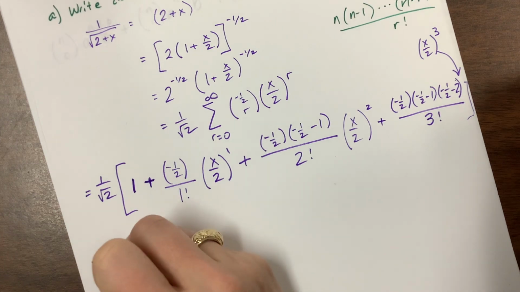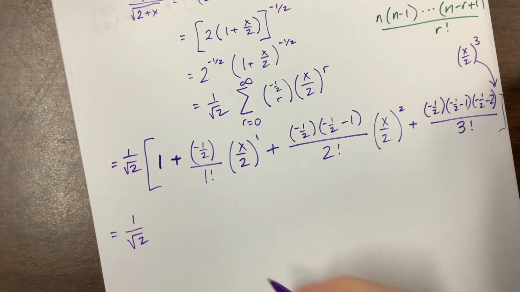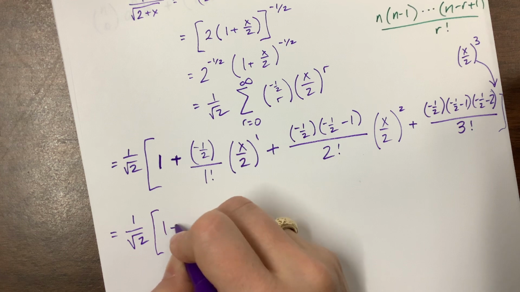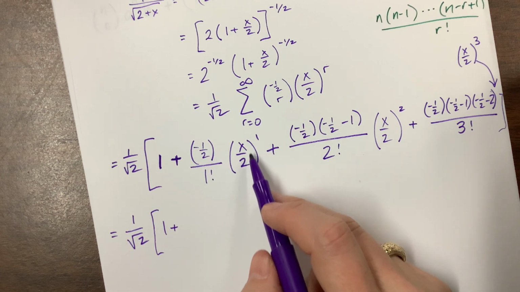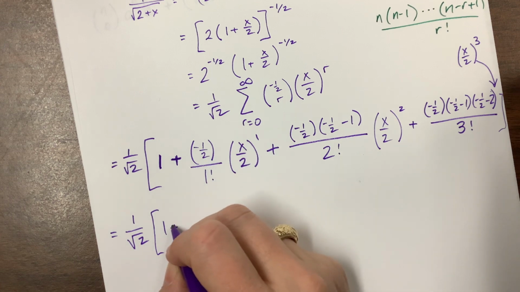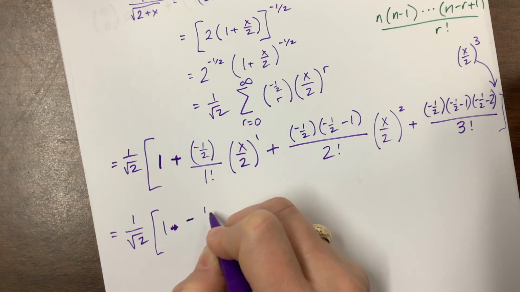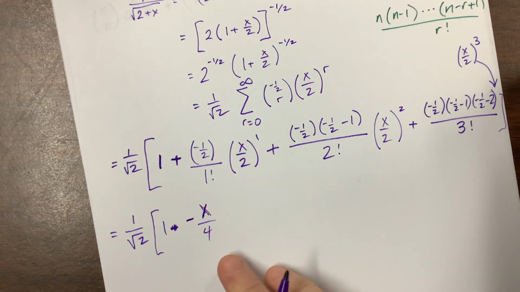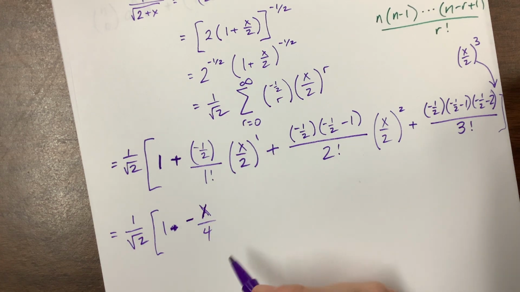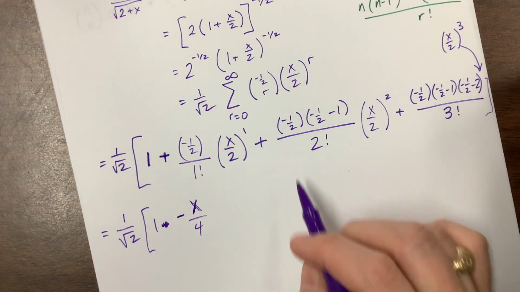So cleaning this up, I have 1 over root 2 times 1 plus, this will become a negative 1/2 times x over 2 becomes a negative x over 4. Is that how they wrote it in the book? No, they said 1/4 x. Okay, well, I'll fix it in a second.